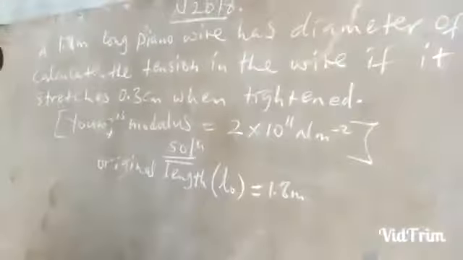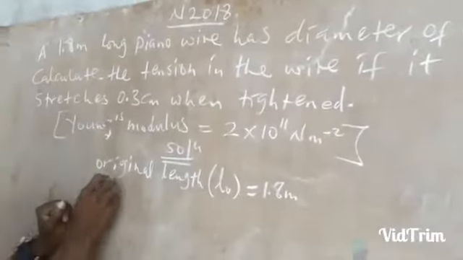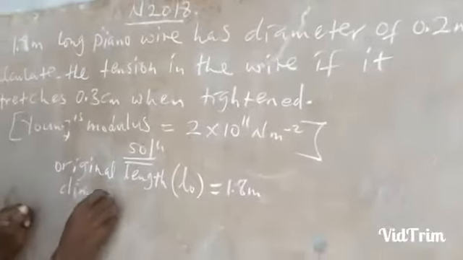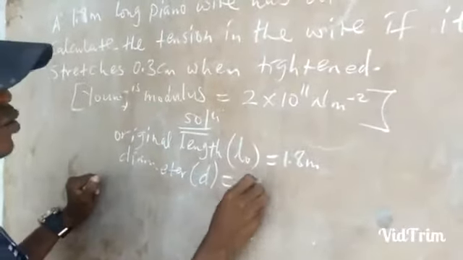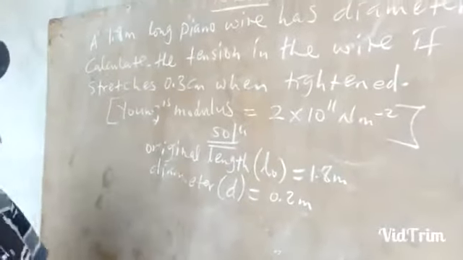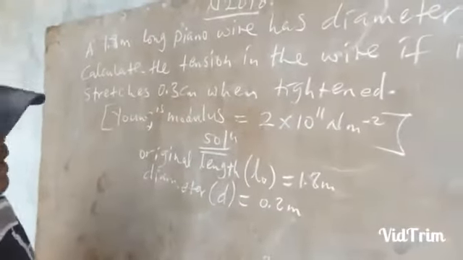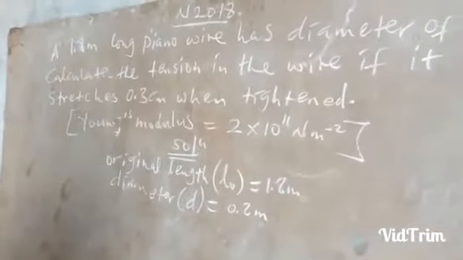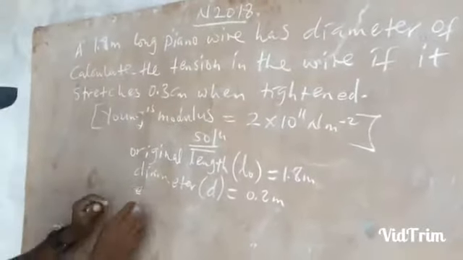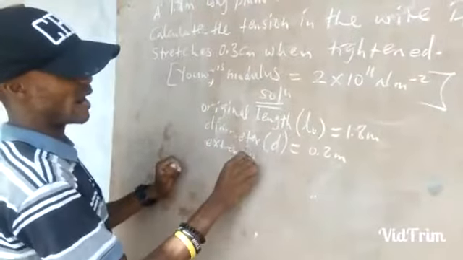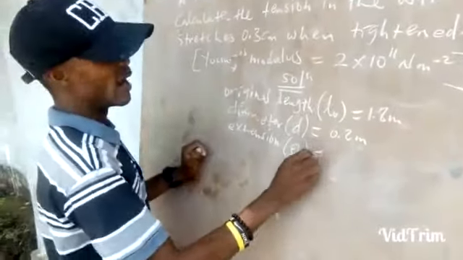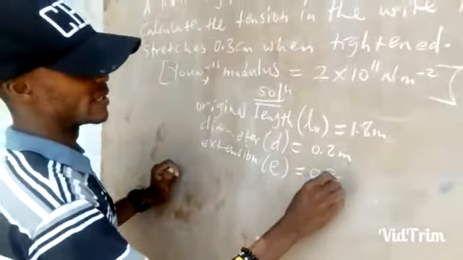It has a diameter of 0.2 meters. So the diameter D, according to the question, is 0.2 meters. Calculate the tension in the wire if it stretches 0.3 centimeters. That is the extension. It stretches, which means the extension E, according to the question, is 0.3 centimeters.